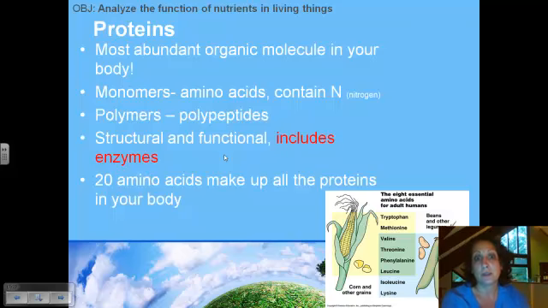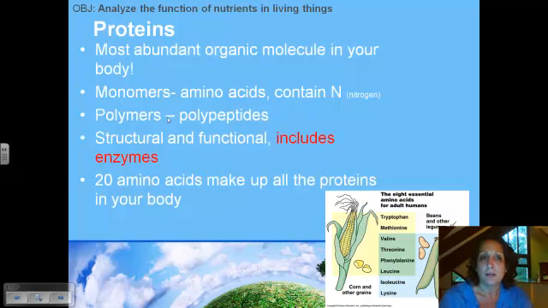Proteins, because they're the most abundant, are also the most important in your body, and they have structural properties as well as functional properties. So in other words, they make up parts of your body, and they also are involved in how your body functions. And one of the most important functional ones are enzymes. And we're going to spend some time talking about enzymes. We have a lab that we'll be doing on enzymes, and the next slide talks about them in more detail.